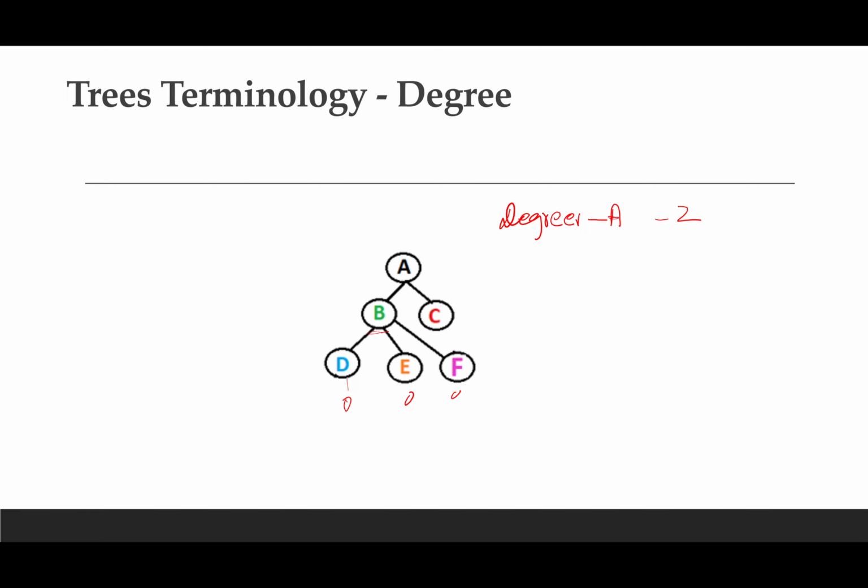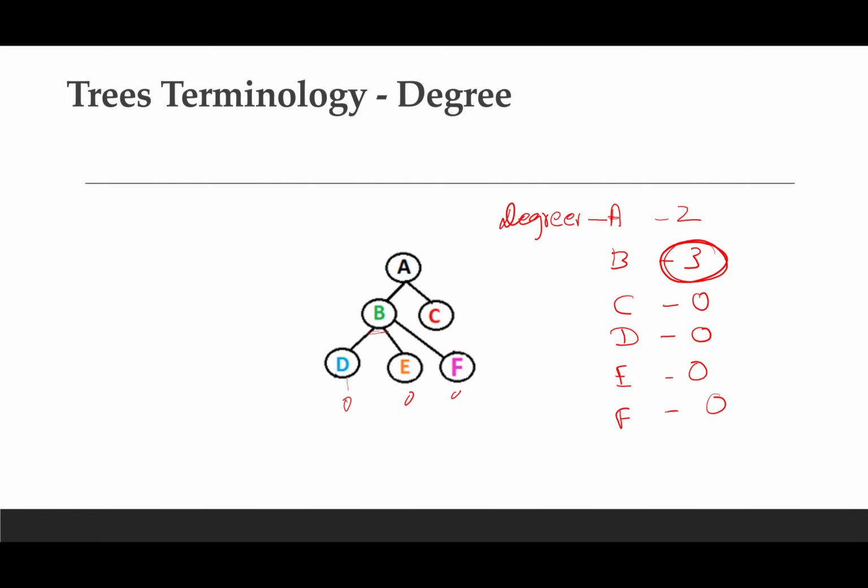Next, if you take the degree of B, what is it? It has 3 children, so the degree of B is 3. Then C doesn't have any children, so the degree is 0. D doesn't have any children, so 0. E doesn't have any children, so 0. F doesn't have any children, so 0. So what is the degree of the entire tree? It's the maximum value, which is 3.